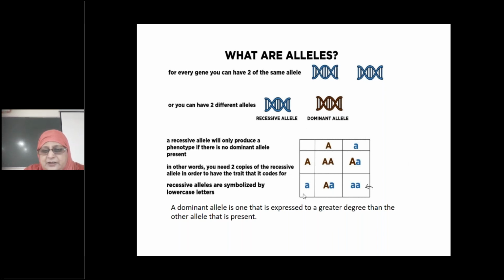Now, if you see in this table, you can see a pair of alleles from one parent and a pair of alleles from another parent. So you will see the different types of combinations that you can get. Small a represents the recessive allele and bigger A represents the dominant allele. So both dominant alleles can come to one person, 2 persons can have one of each, and another person can have the recessive trait. A dominant allele is one that is expressed to a greater degree than the other allele that is present. That's why it is said to be dominant.